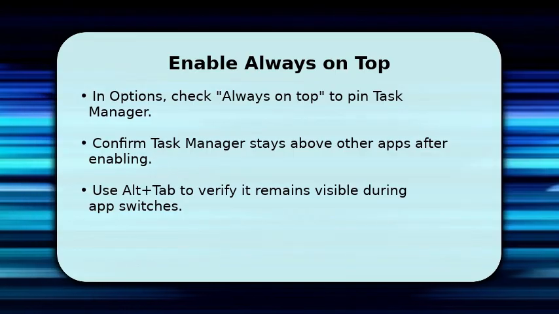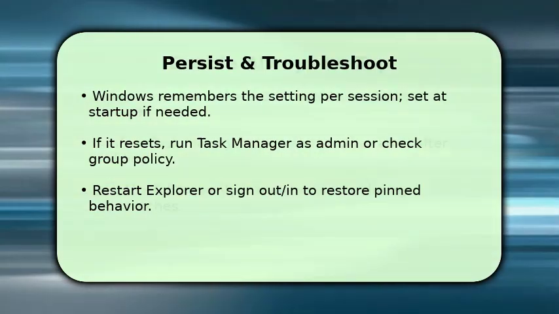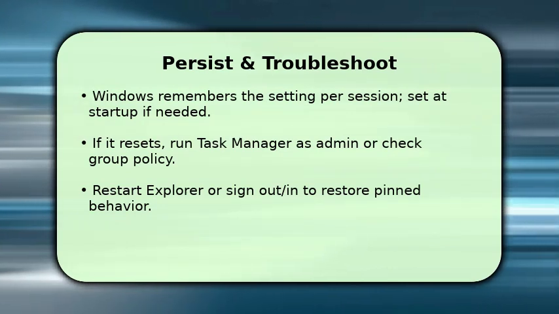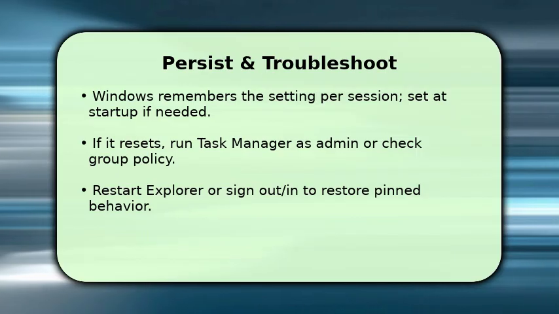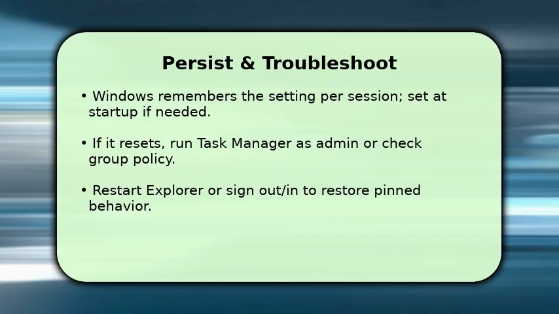To finish, understand that Always on Top persists for the current user session, so sign out or reboot and check it again. If the preference resets, run Task Manager as administrator and re-enable the option. Sometimes elevated processes or group policy override it. If problems continue, restart Windows Explorer from Task Manager or sign out and sign back in to refresh window management.